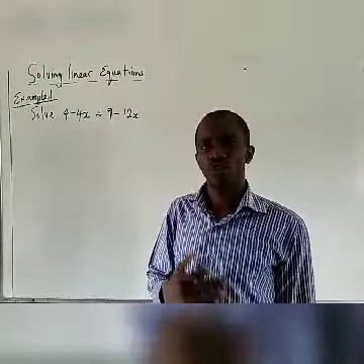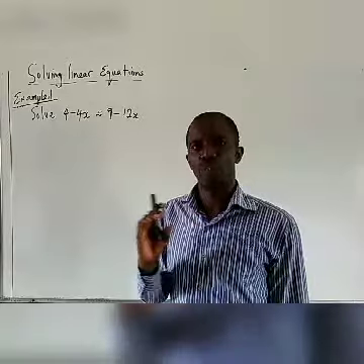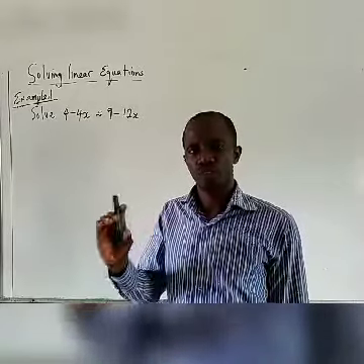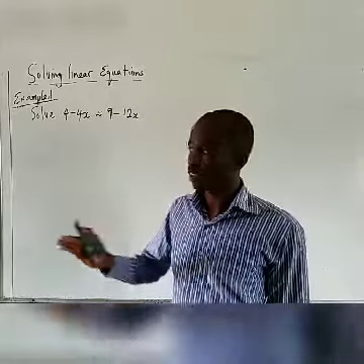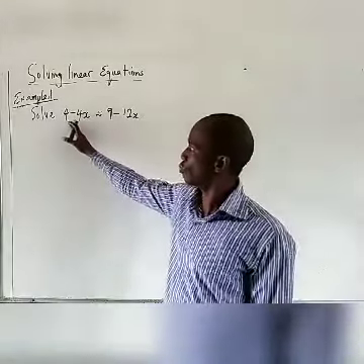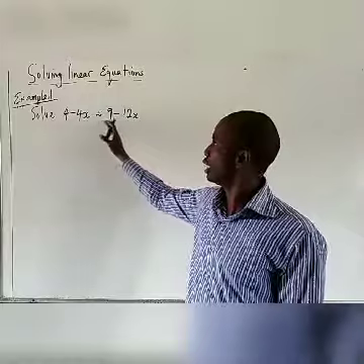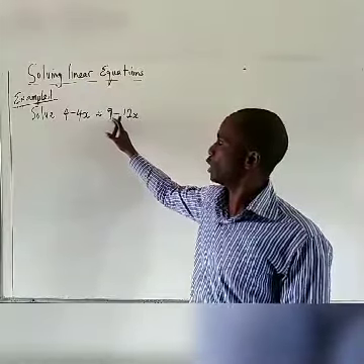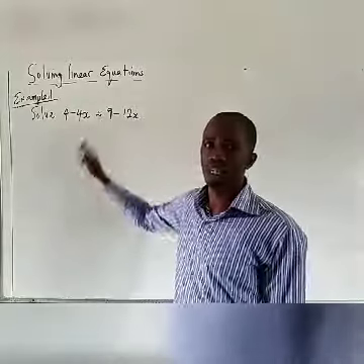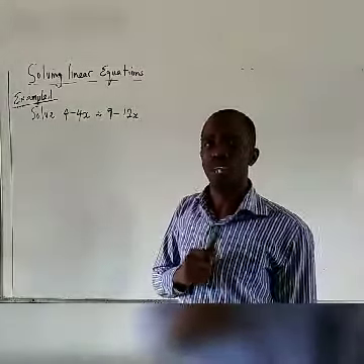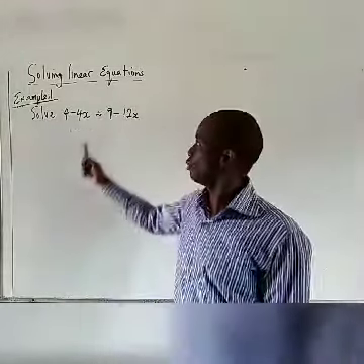Now, an equation is just a statement that has two different algebraic expressions that are equal in value. For example, you have an expression here, 4 minus 4x. You have another expression here, 9 minus 12x. These two expressions are equal in value. That's why an equation must always have an equal sign, which is this.